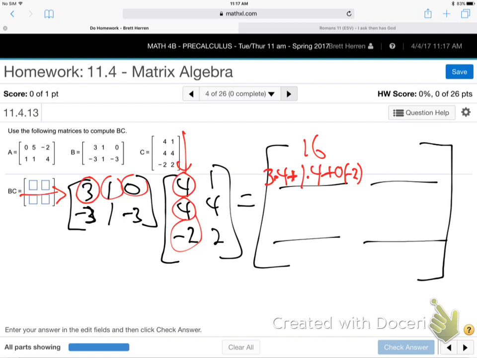So my left hand's moving across, my right hand's moving down. And I just multiply, multiply, multiply as I'm moving. See how those all came about? Now, let's go down to the bottom row, and we'll restart again with the first column.